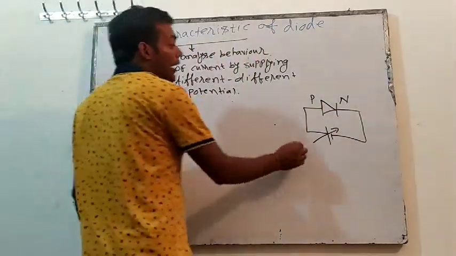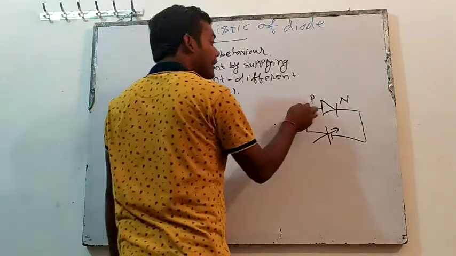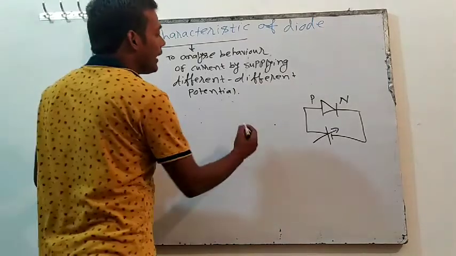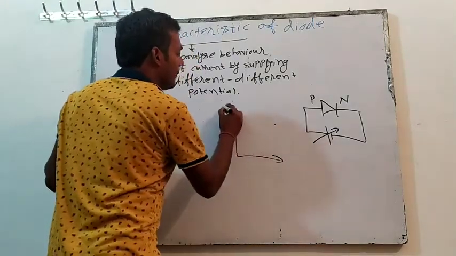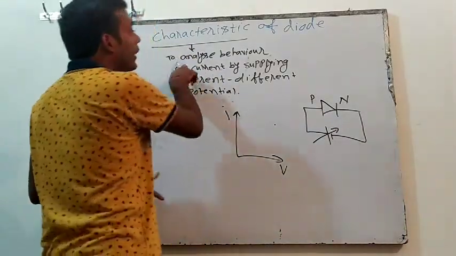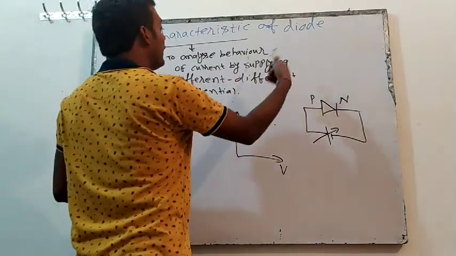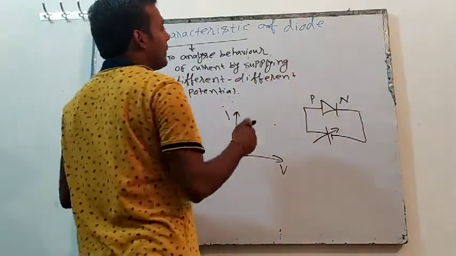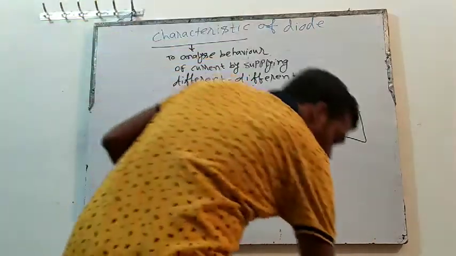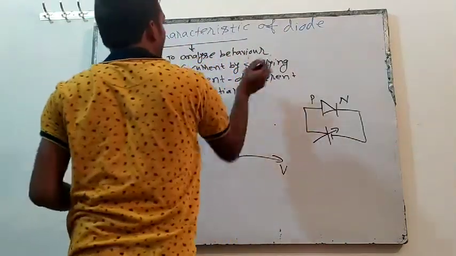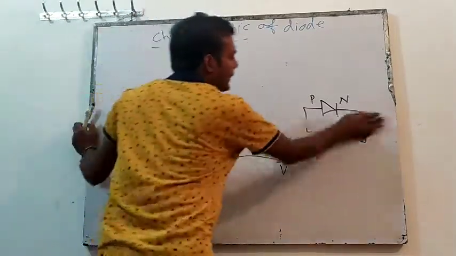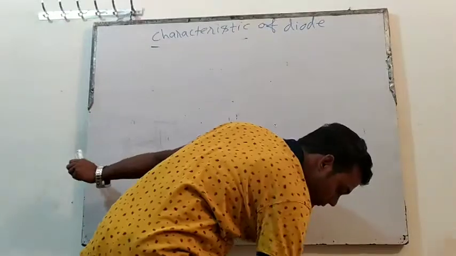So what I will do, I will change the voltage and I will detect how the diode is giving current, and then I will make a graph of current versus voltage. Which graph? Current versus voltage, and that graph is the characteristic. So to analyze the behavior of current by applying or supplying different potential, you can write anything, right? So I hope you have understood the meaning of characteristic. Okay. So now understand.